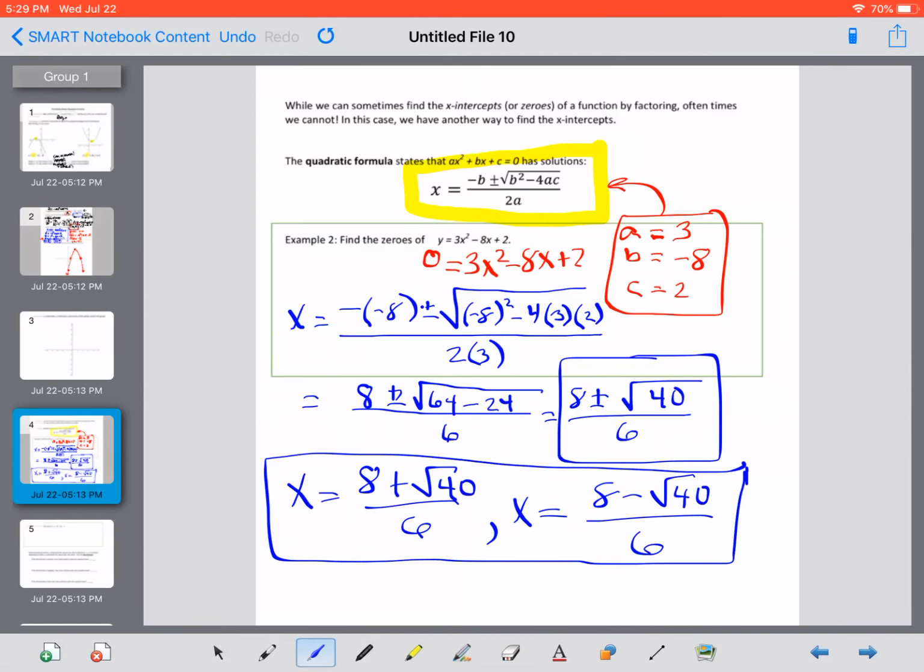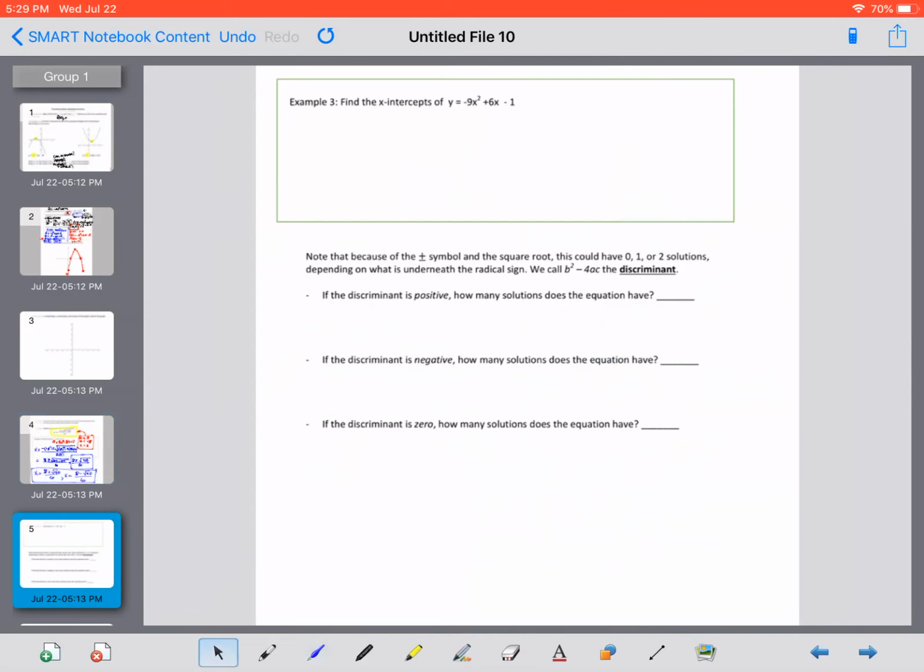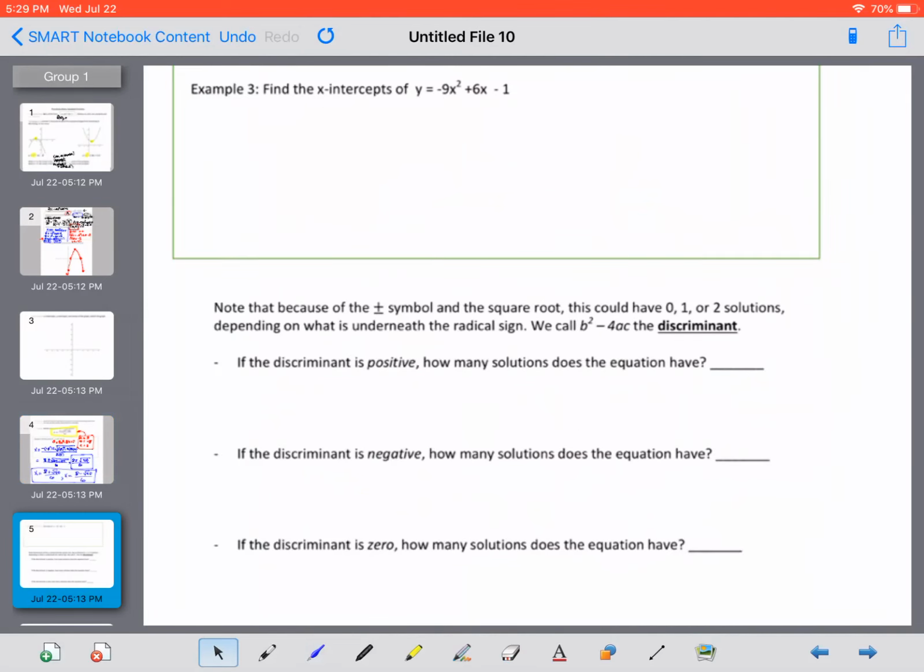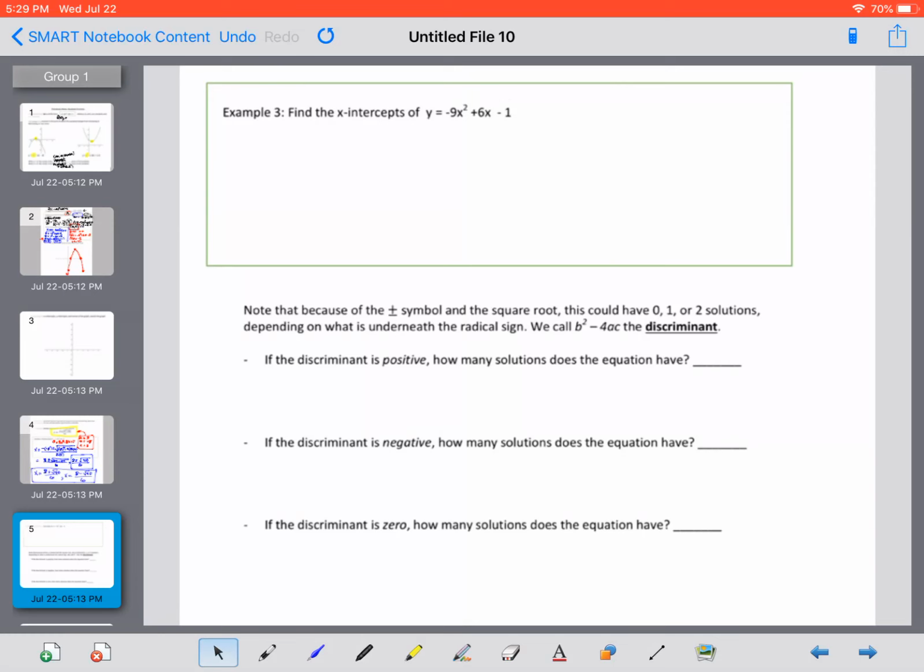Let's do another example. We're going to find the x-intercept, that's the same as saying find the zeros, of the quadratic equation y equals negative 9x squared plus 6x minus 1. Again, if you'd like to try to use factoring, you can see if it's possible to factor, but I'm just going to set this equal to 0 and use the quadratic formula.